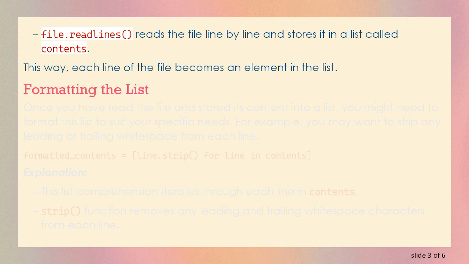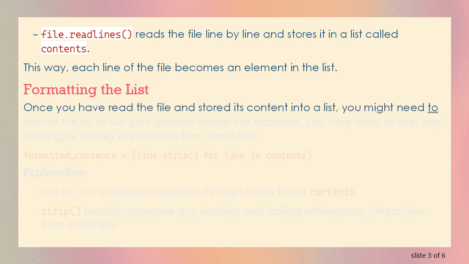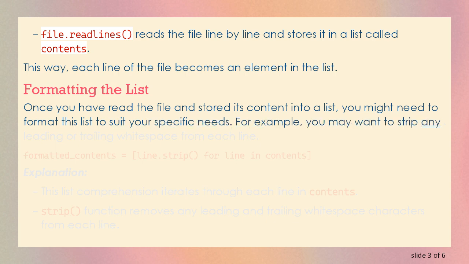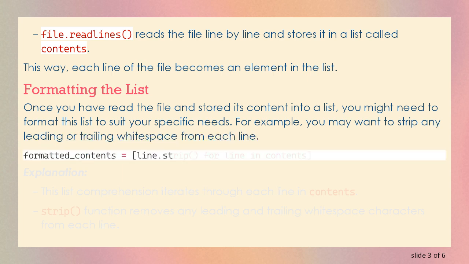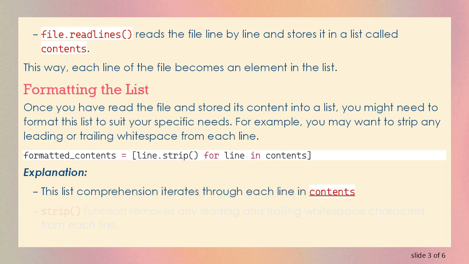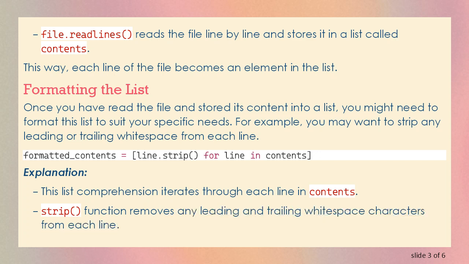Formatting the list. Once you have read the file and stored its content into a list, you might need to format this list to suit your specific needs. For example, you may want to strip any leading or trailing whitespace from each line. Explanation. This list comprehension iterates through each line in contents. The strip function removes any leading and trailing whitespace characters from each line.